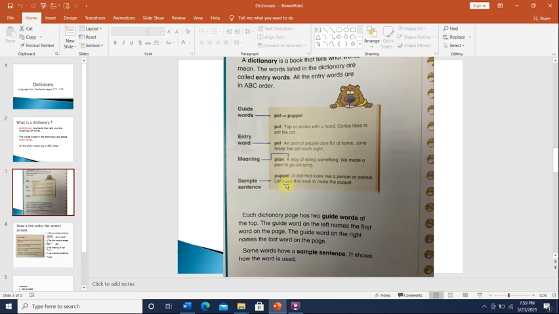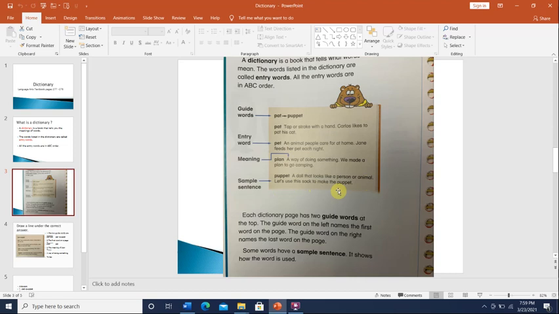What is the last entry word? Puppet. How do I know this is the last entry word? From the guide word on top of the page. Remember, the one on the left is the first, and the one on the right is the last. What is a puppet? A doll that looks like a person or an animal. That's the meaning or the definition. How can we use it in a sentence? Let's use this sock to make the puppet.